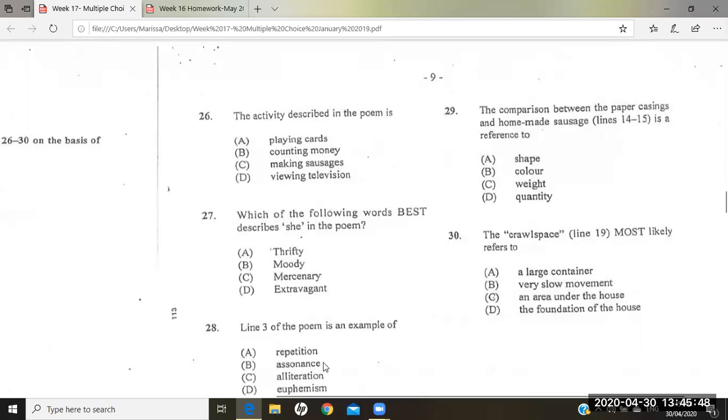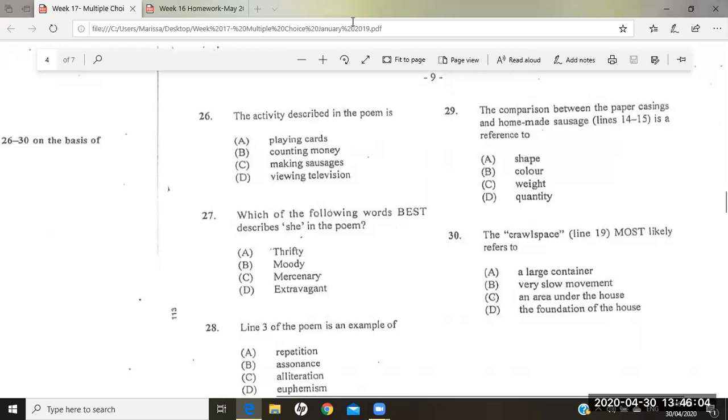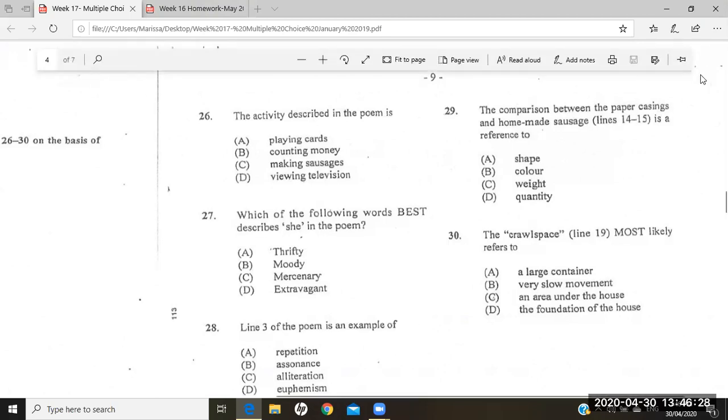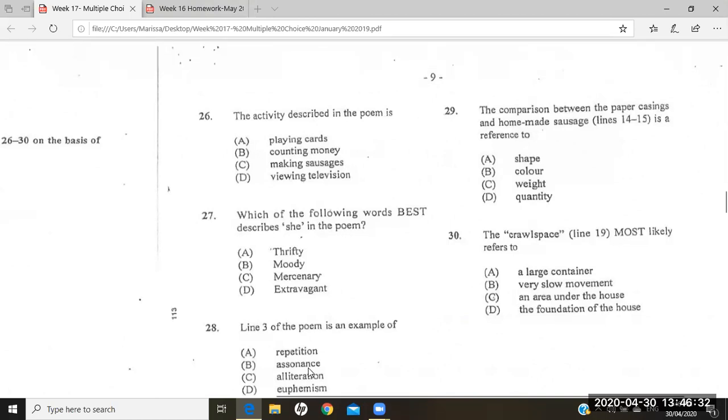What is assonance and what is euphemism? Let me see if you guys remember, because you guys are supposed to be revising. Hania, what do you remember assonance to be? And for euphemism, Khadija Francis, what do you remember euphemism to be? Because guys, we're supposed to be revising our literary devices, because as you see, they come in the options. If you don't know what the options are, it will be extremely difficult for us to figure out the answer. So Hania, what is assonance?